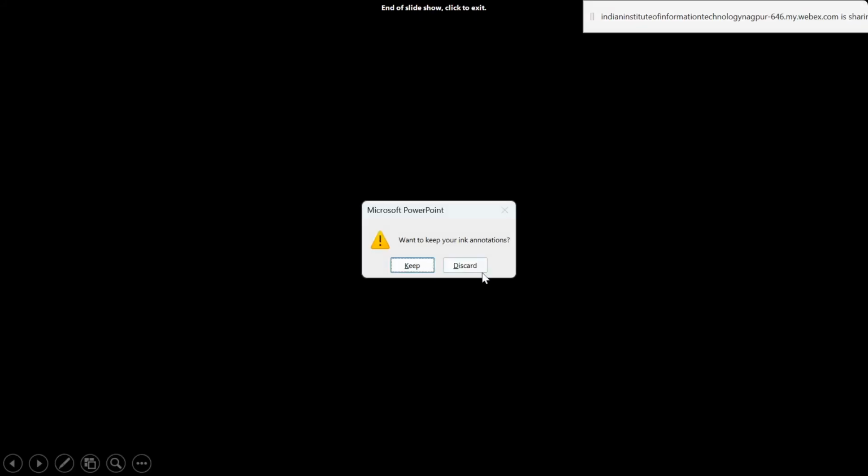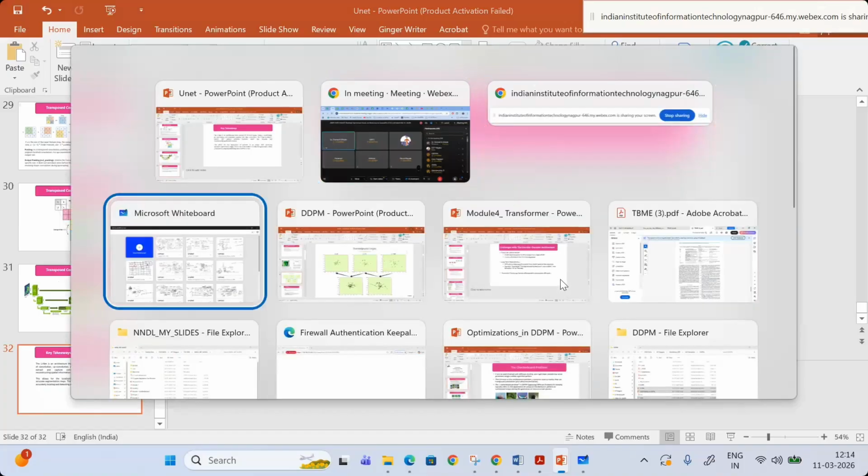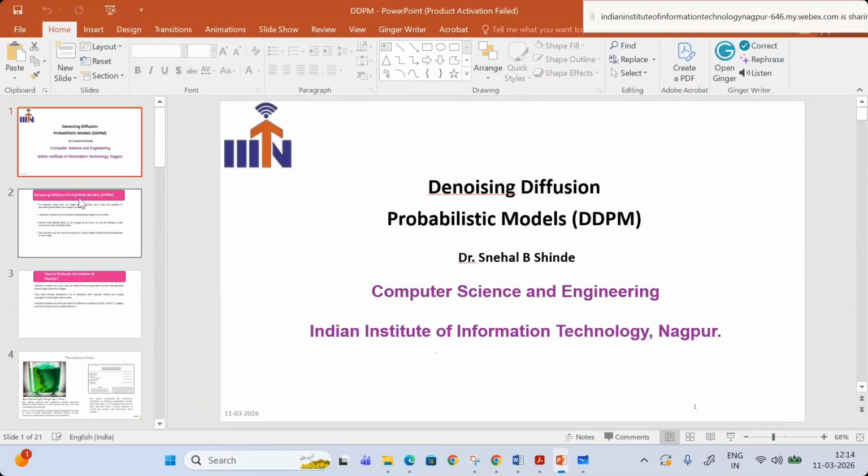So now, as I have mentioned about this U-Net architecture, as we are adding noise at a time in the U-Net architecture, now we will move to the DDPM. Now we will learn the DDPM.